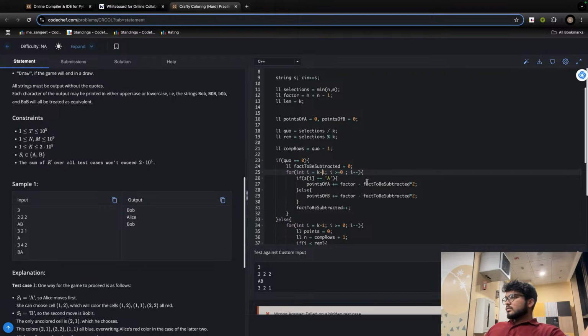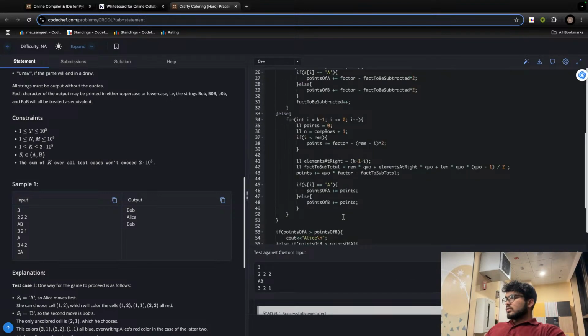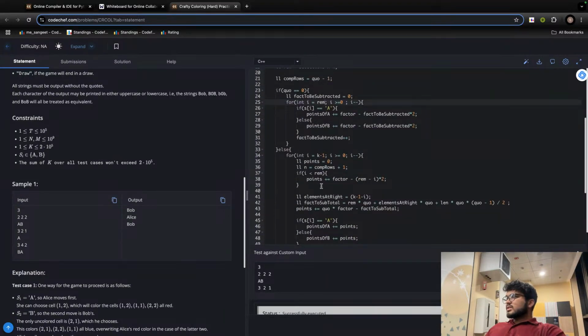This should not be K. Why is it K? This should be remainder and with no one. Why is it K, bro? Why was it K in the first place? I don't understand what I keep doing. And this should be equals to remainder, right? I think so.